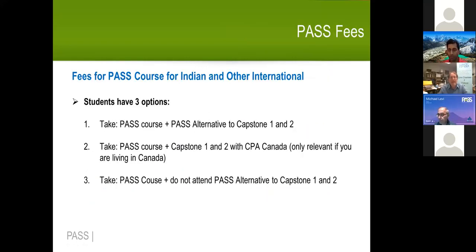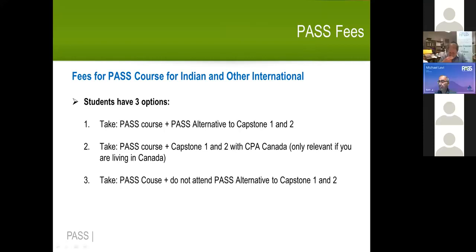Okay. Now, there really are three options I want to explain. I'll go a little bit slowly here because I want to make sure people understand this. You are exempt from Capstone 1 and Capstone 2 if you have a CA from India. Option number 1, we have incorporated Capstone 1 and Capstone 2 into the pass course. That is what most people do. We recommend that the most.